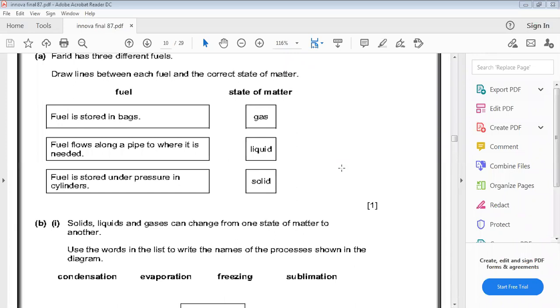Okay. Fuel is surrounded under pressure, in circulate gas cylinders. Yes, under pressure. Why under pressure? Because the gas is the only one that can be compressed. Okay, with cylinders like the tanks of people who go diving under the water.